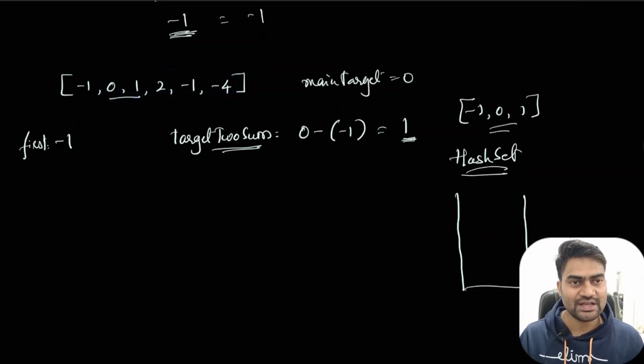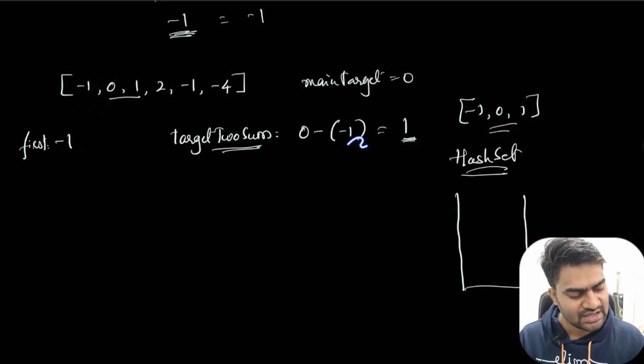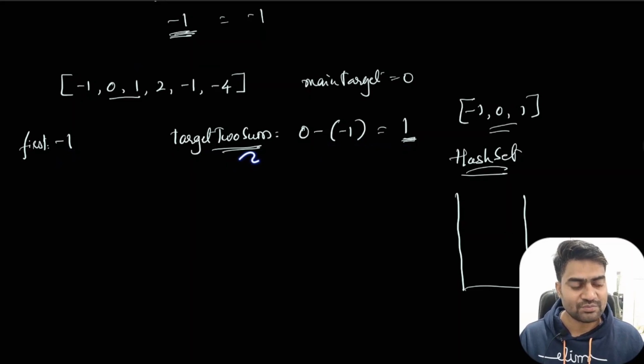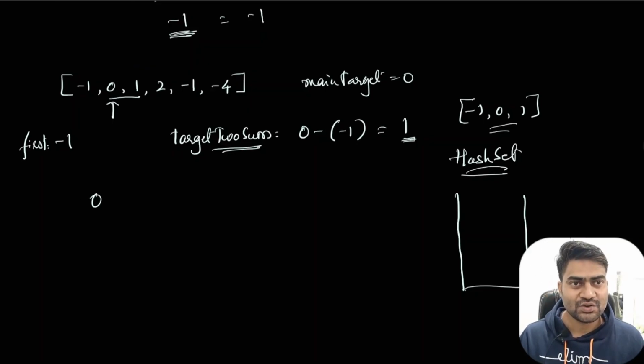That way, first I have considered my first number, then my target for two-sum becomes 1. Correct, right? Because the first number is -1, so I subtract that from 0. So my target becomes 1. With that, I will start iterating from the next number. So I will take 0. My number is 0.